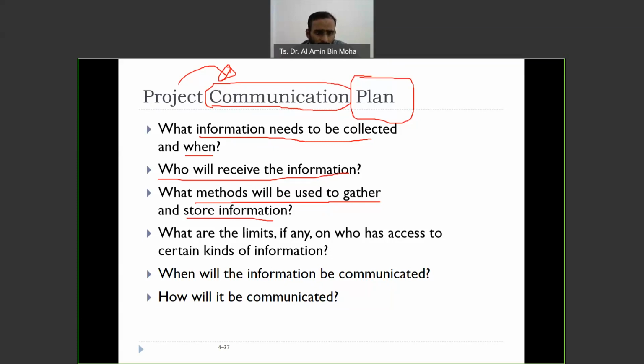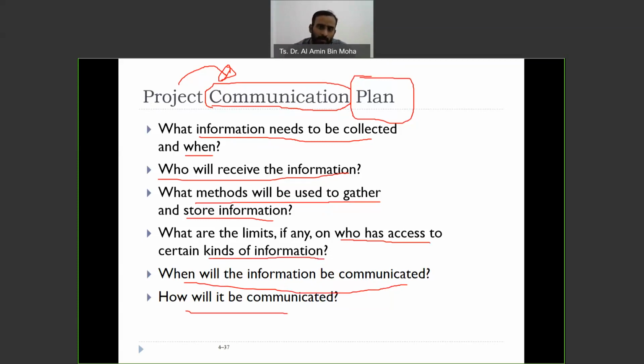Okay, what are the limits? Is it restricted? Does everyone get access, or only certain people get certain access to the information? And when is the information going to be communicated, and how? Is it email, a WhatsApp group? If you're dealing with a big project, you have to communicate.